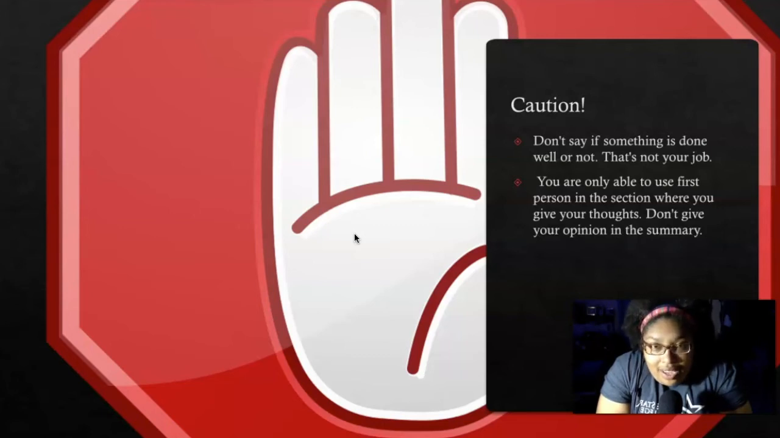The reason why is because a summary just tells me what's going on. It doesn't give me your opinion. So there should be no reason to use the word I or to use first person in that part of the essay. It's the only essay where this is the caveat, where you're allowed to use first person. For the rest of the essays of the semester, you're only allowed to use third person.